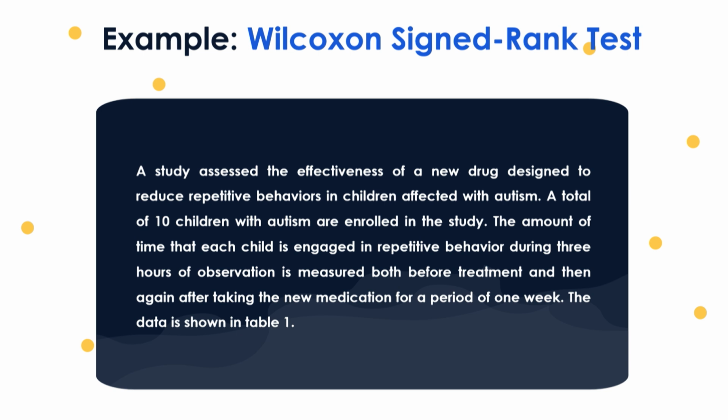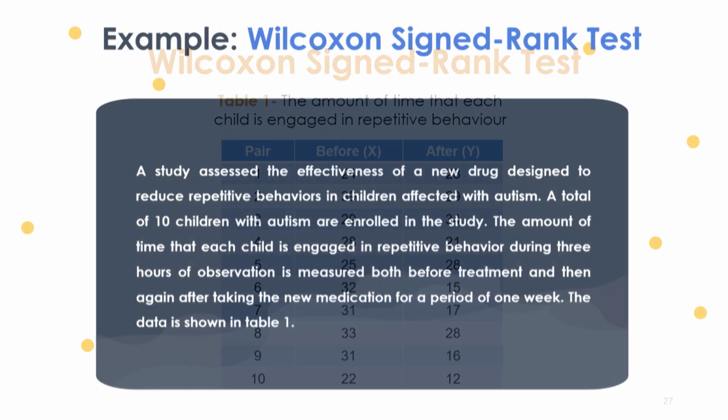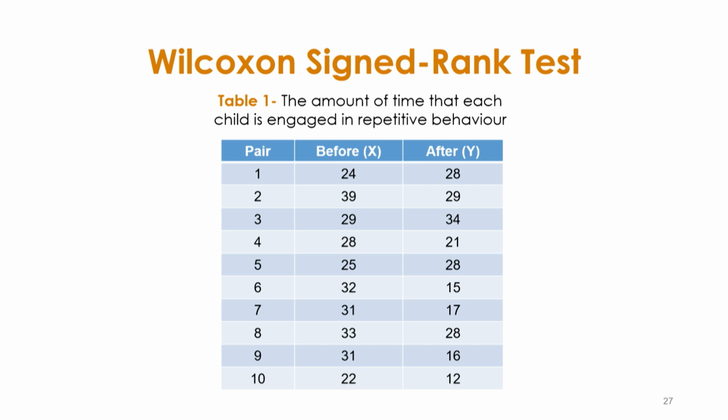They are given the new medicine for a period of 1 week, and the data is shown in the table below. This tells about the amount of time that each child is engaged in the repetitive behavior. We have 10 pairs of before and after values, and this data tells how much time has been spent by each child engaging in the repetitive behavior. Now we are going to work with this problem step by step.